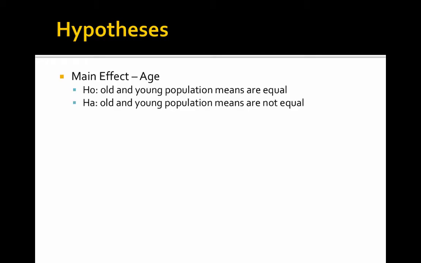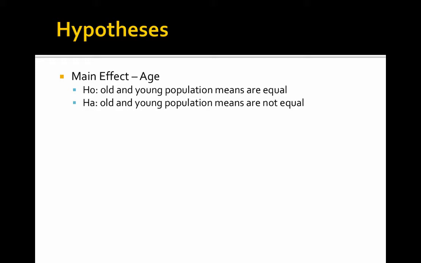So we have a couple main effects or main hypotheses. The first is just the effect of age. So does age affect people's ability to recall? Our null hypothesis would be that young and old population means are equal. So if we're measuring how well do they remember, young and old people would remember just as well as one another. Our alternative hypothesis would then be that the means are not equal, that there's a difference based on age.